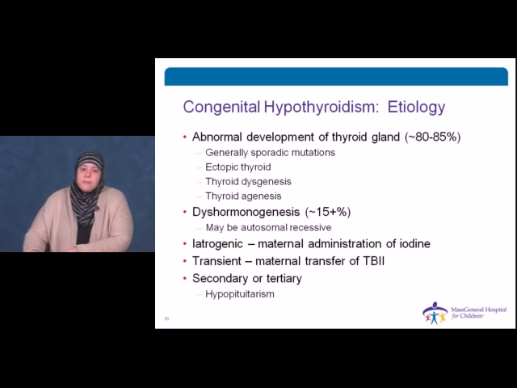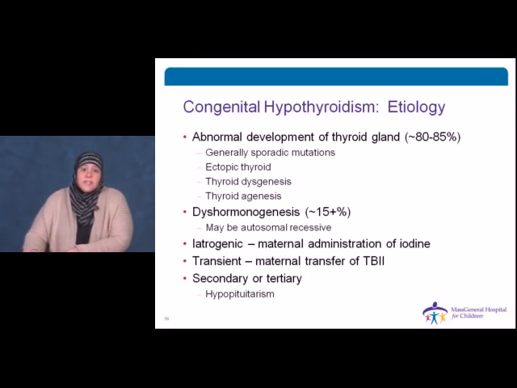So if you have a family history and an infant who you think has dyshormonogenesis, it's important to do genetic screening so that you can identify the cause of this for genetic counseling for the rest of the family. It's also important to remember that maternal administration of iodine can cause iatrogenic congenital hypothyroidism. And in addition, if the mother has TBIIs, or antibodies that sit at the TSH receptor and block its action, then these can pass to the fetus and may cause transient hypothyroidism in the young infant.